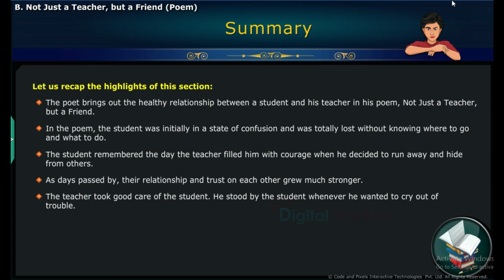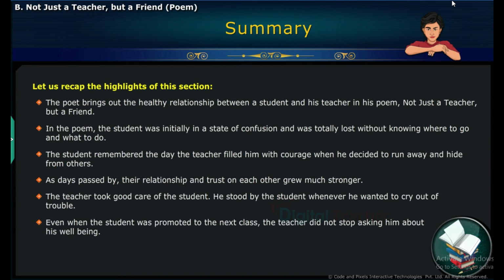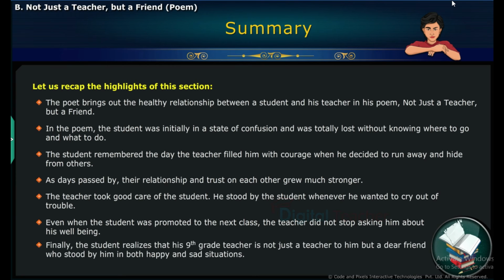The teacher took good care of the student. He stood by the student whenever he wanted to cry out of troubles. Even when the student was promoted to the next class, the teacher did not stop asking him about his well-being. Finally, the student realizes that his ninth grade teacher is not just a teacher to him, but a dear friend who stood by him in both happy and sad situations.